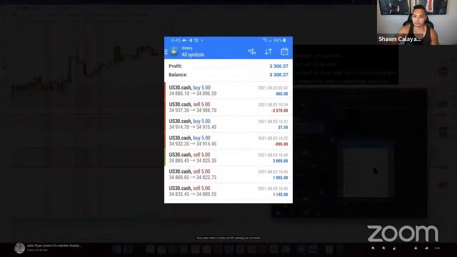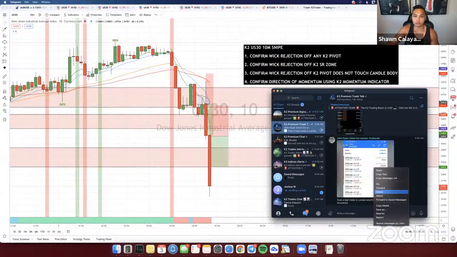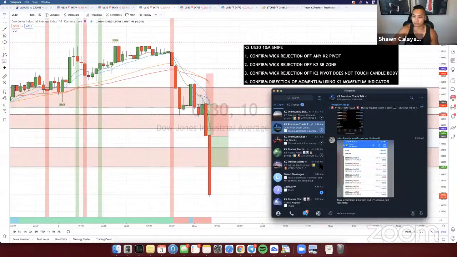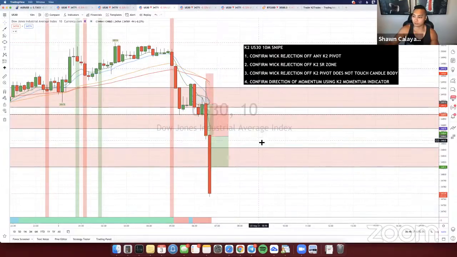So as you guys can see, even though I didn't take any trades myself, a lot of the members here in K2 took some trades as they saw them and they hopped in right away. This is why it's important that you guys understand the strategy, because I'm very conservative with my trading. I only take trades if I know they're for sure going to hit.